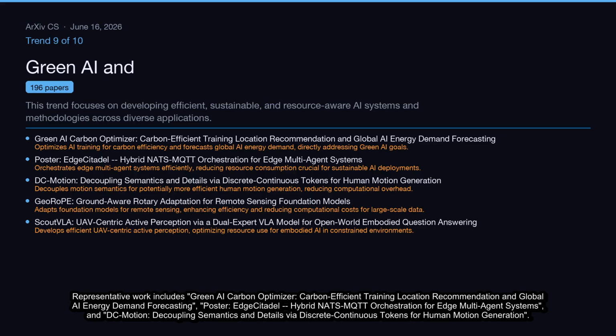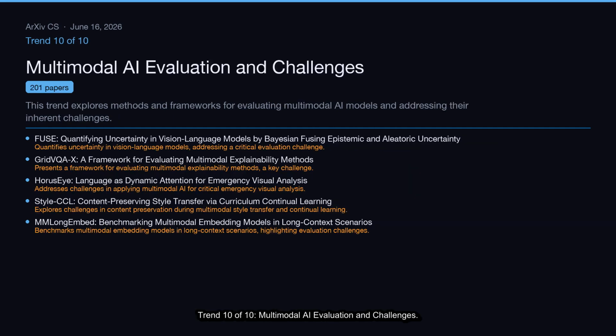Representative work includes Green AI Carbon Optimizer, Carbon-Efficient Training Location Recommendation and Global AI Energy Demand Forecasting, Poster, Edge Citadel, Hybrid NATS MQTT Orchestration for Edge Multi-Agent Systems, and DC Motion, decoupling semantics and details via discrete continuous tokens for human motion generation. Trend 10 of 10, Multimodal AI Evaluation and Challenges.